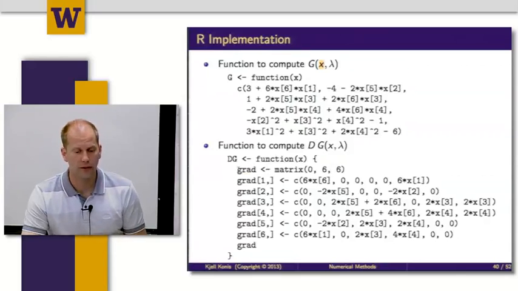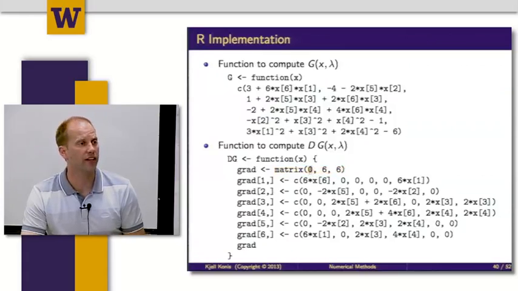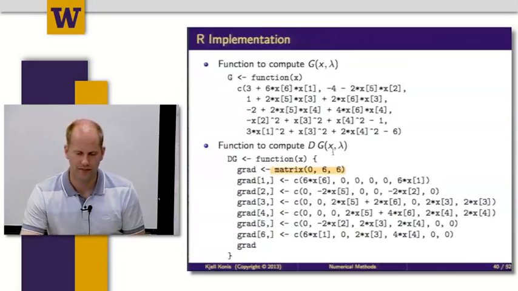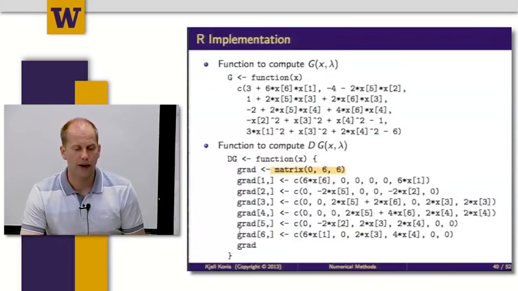And the way it's going to work, I make a matrix called grad using the matrix function. So the syntax here is this is the value that goes into the matrix, and then the second argument is the number of rows, and the third argument is the number of columns. So this command is going to make a 6 by 6 matrix that has only zeros in it. And then I'm just going to go row by row through it.